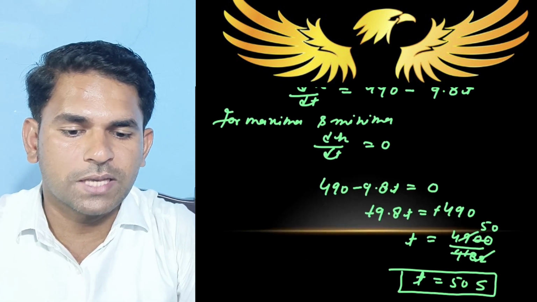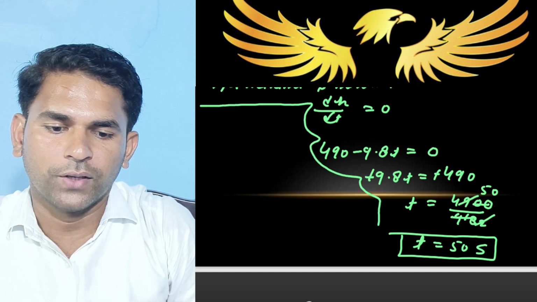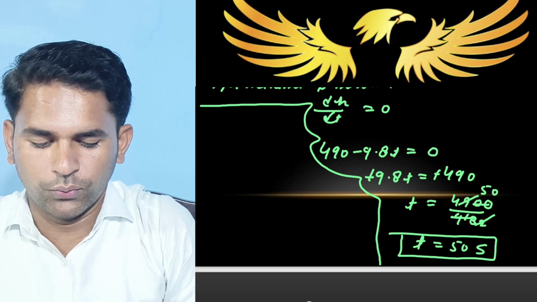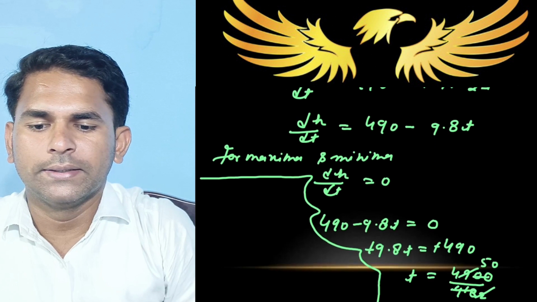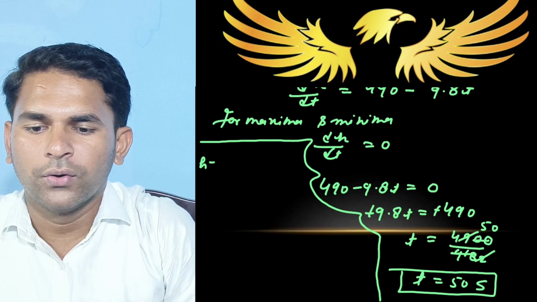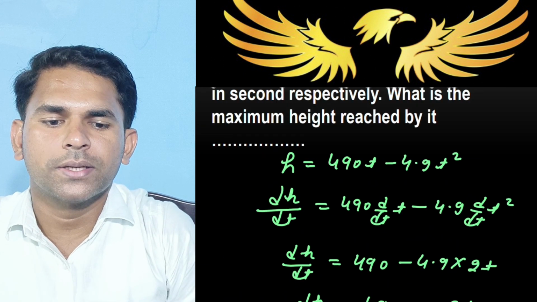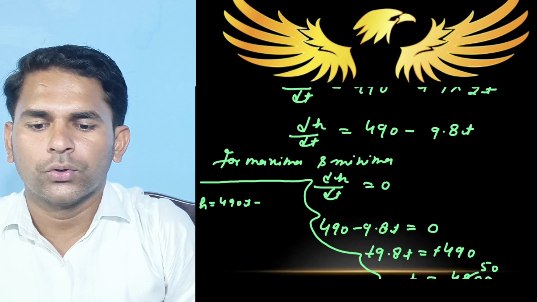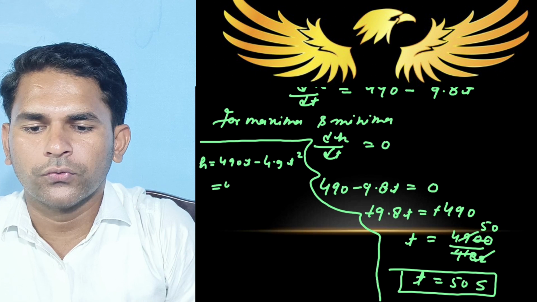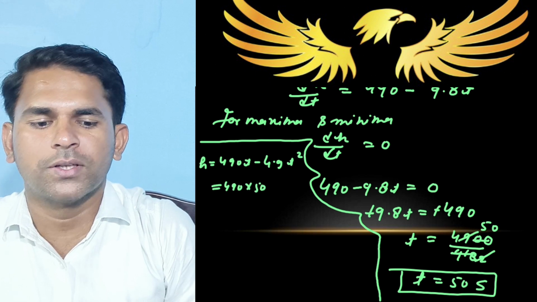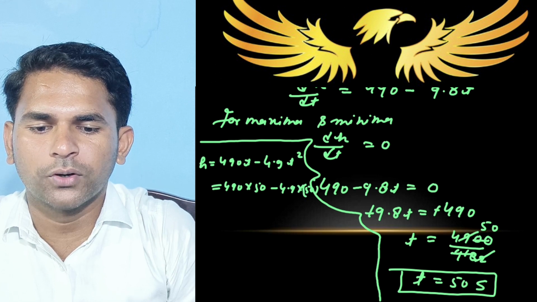So here is a space, so I am solving this one here. They are asking the maximum height, so we are going to apply this value here. What is the equation? h is equal to 490t minus 4.9t square. So you can place the value: 490 multiplied by 50 minus 4.9 multiplied by 50 square.